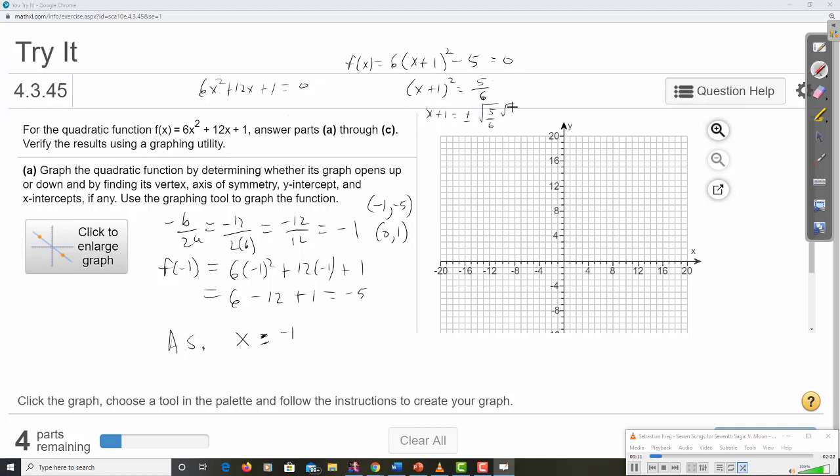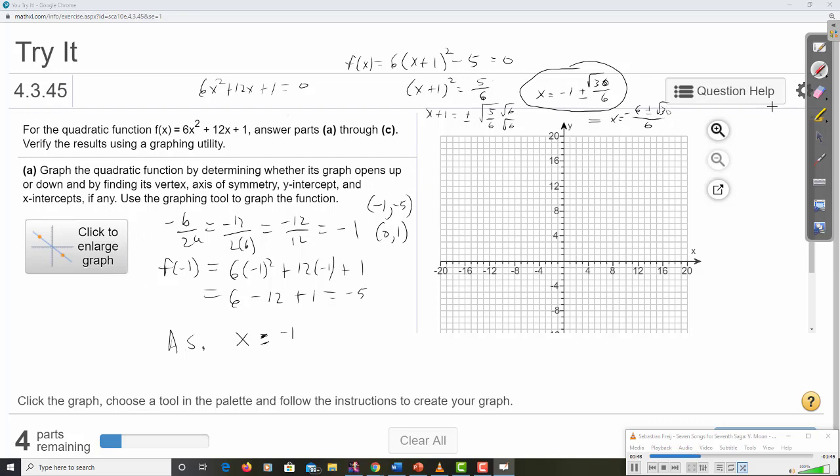I'll probably rationalize the denominator. Multiply top and bottom by square root of 6. That will get me x equals -1 plus or minus the square root of 30 over 6. Looks like a 36. There we go. 30 over 6. If I'd done the quadratic formula, I would have gotten x equals -6 plus or minus the square root of 30 over 6, because it's basically just this, but with common denominators.